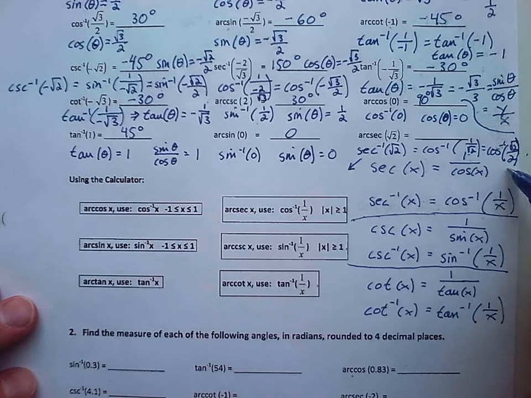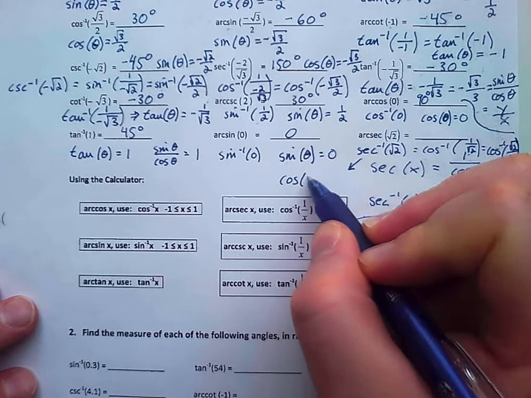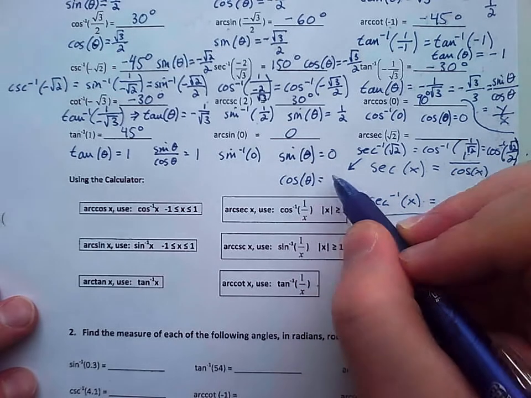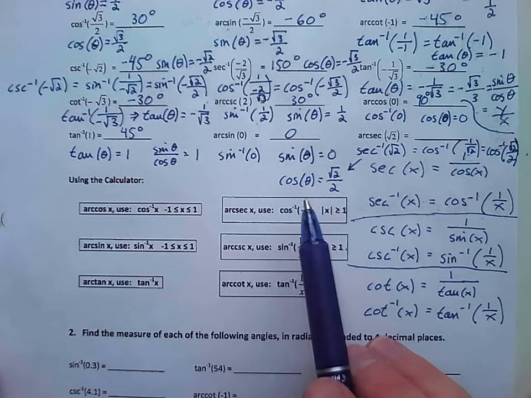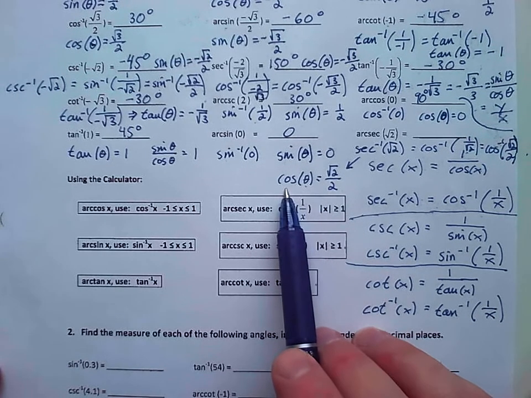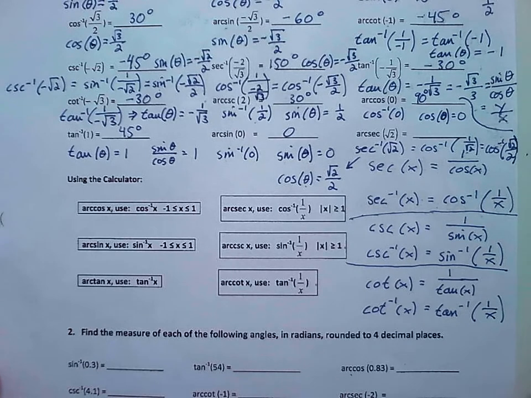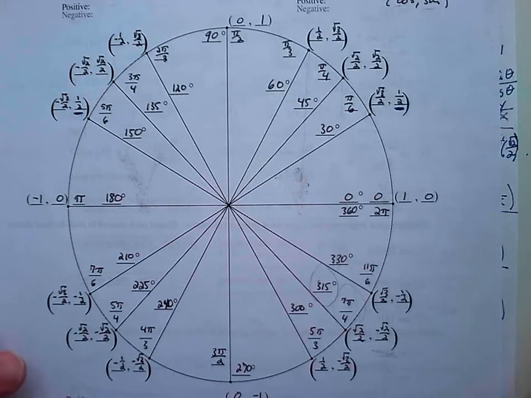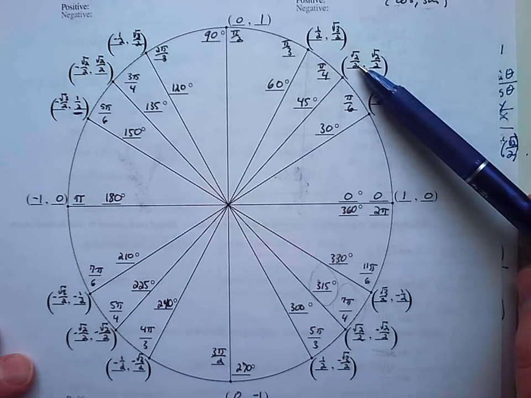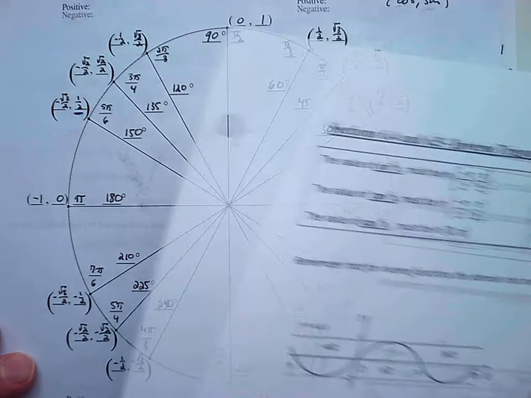So here if we have the arc cosine of the square root of 2 divided by 2, we can rewrite that as just the cosine of theta being equal to the square root of 2 divided by 2. So we're looking for an angle such that the x value is equal to the square root of 2 divided by 2. If we want the x value to be equal to the square root of 2 divided by 2, we can either use 45 degrees or 315 degrees, which is the same thing as negative 45 degrees.